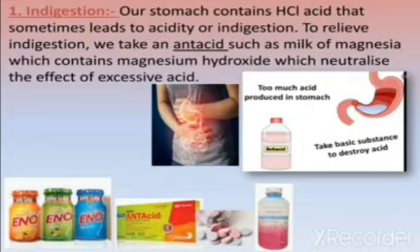Milk of magnesia contains a base called magnesium hydroxide. Is it okay? We'll take cold milk from the fridge, thanda doodh jise aap kehte ho, and we will drink it. Then it will help in your indigestion because it contains a base.